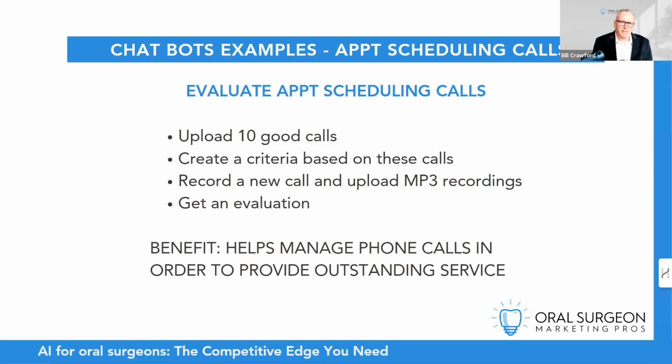And what will happen is all future calls can be evaluated based on those 10 outstanding calls. Now, you could record phone calls, put them on an MP3, upload them to ChatGPT. ChatGPT will identify everything that happened on the phone call, and then it will give you a summary or however format you want, which is crazy.